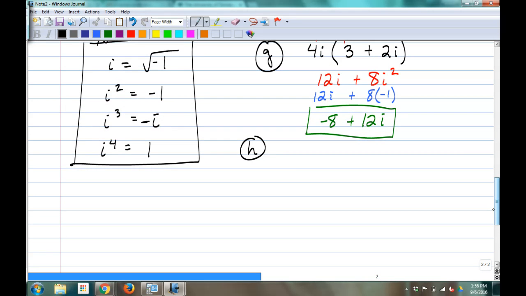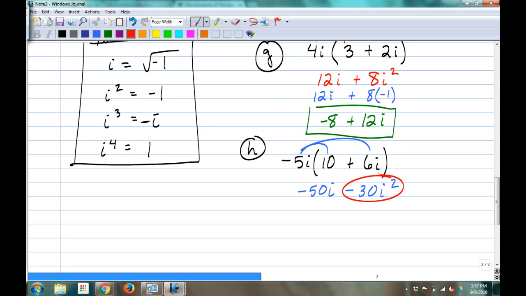Let's look at -5i times 10 plus 6i. So here we're taking a purely imaginary number and multiplying it by a complex number. So it's just the distributive property, though. We get -50i minus 30i squared. What's that going to turn into? +30. Yeah. Just know it changes the sign. That's all it does. It makes it 30 minus 50i. Not bad at all.